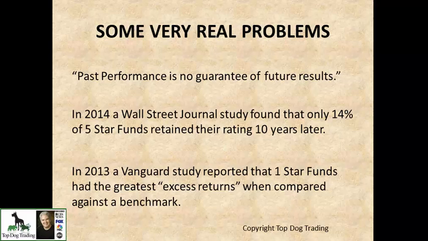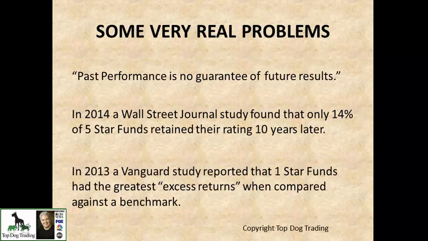In 2013, a Vanguard study looked at the other end. The Wall Street Journal analyzed the 5 stars, Vanguard studied the 1 stars, and the 1 stars actually had the greatest excess returns when compared against a benchmark. So, wow, what the heck's going on? It's the total opposite of what you would expect, especially when most people make decisions on funds to buy based on their past performance.